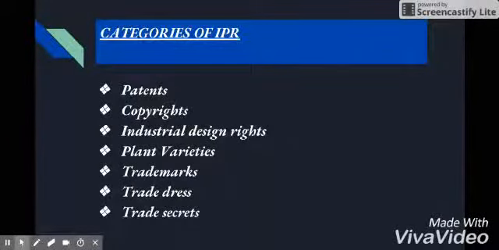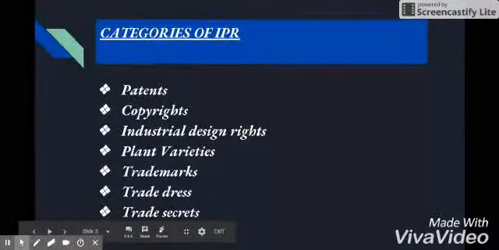Now, coming on to the categories of intellectual property rights, as I have said before, it includes patents, copyrights, industrial design rights, plant varieties, trademarks, trade dress, and trade secrets. Now, explaining the categories, coming on to patents, it is a form of right granted by the government to an inventor, giving the owner the right to exclude others from making, using, selling, offering to sell, and importing an invention for a limited period of time in exchange for the public disclosure of the invention.